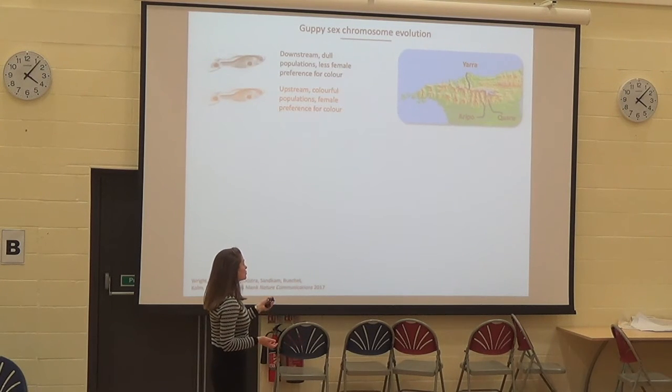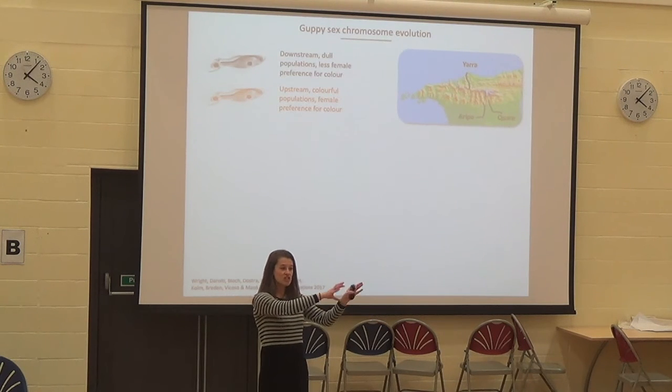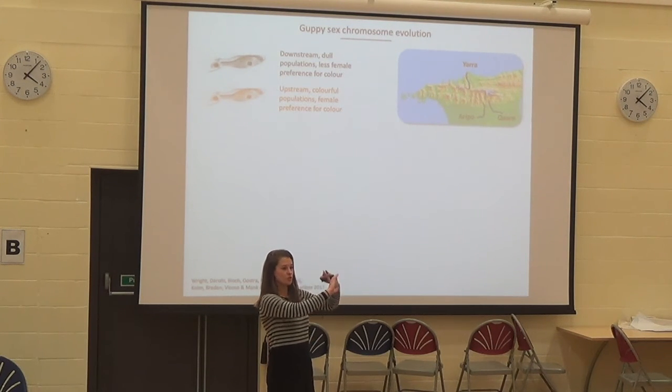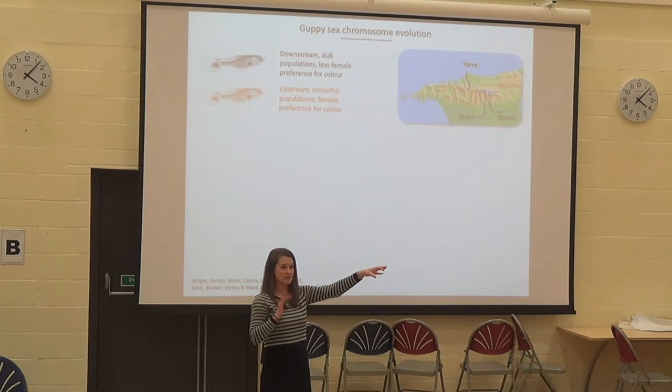So in northern Trinidad you have different watersheds, and in each watershed there are upstream regions and downstream regions, and they're separated by waterfalls. And guppies from the downstream regions have managed to get up these waterfalls into the upstream regions, and there are upstream populations of guppies and downstream populations of guppies.